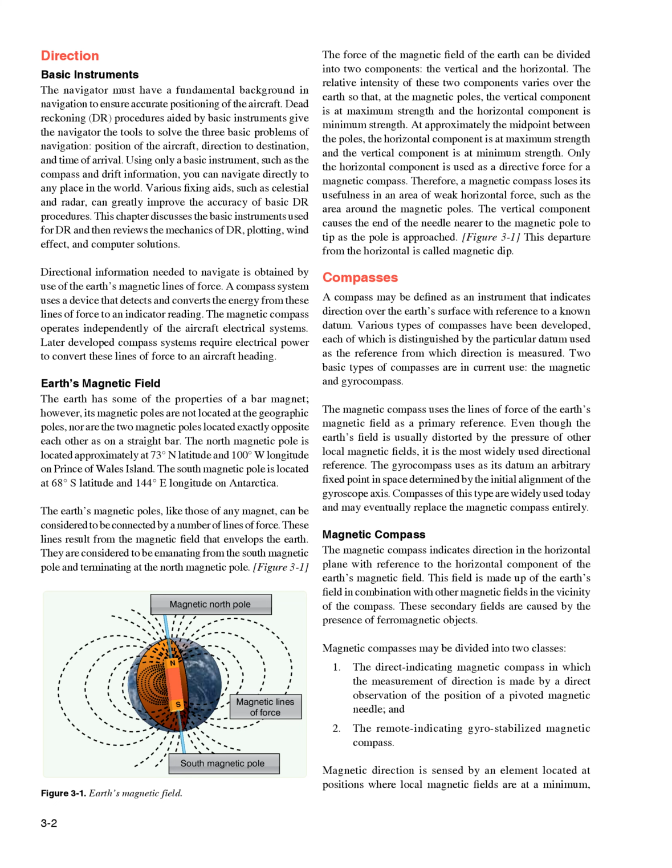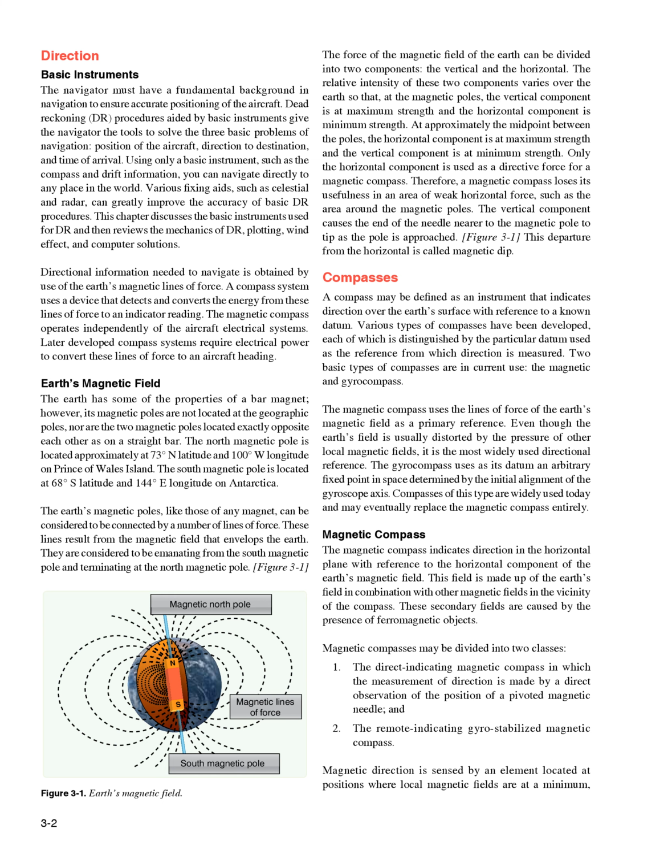Therefore, a magnetic compass loses its usefulness in an area of weak horizontal force, such as the area around the magnetic poles. The vertical component causes the end of the needle nearer to the magnetic pole to tip as the pole is approached. Figure 3.1. This departure from the horizontal is called magnetic dip.